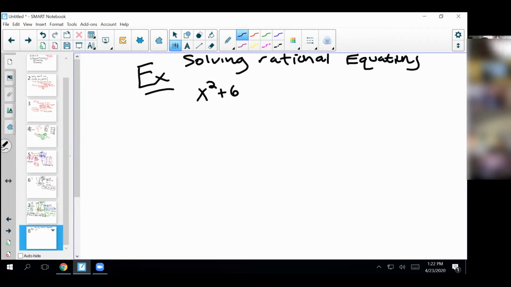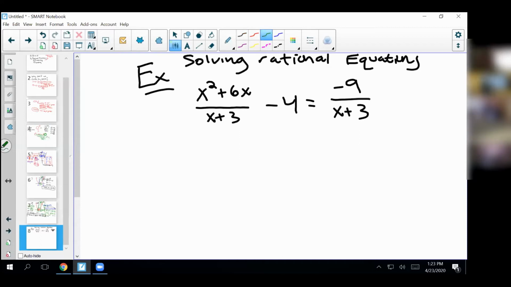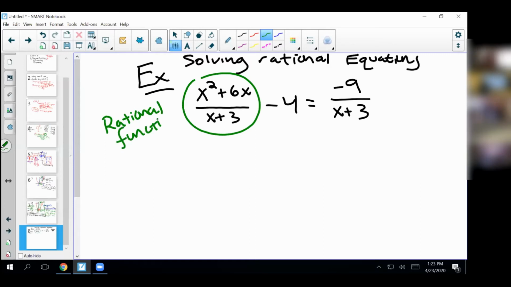x squared plus 6x over x plus 3 minus 4 is equal to -9 over x plus 3. Okay, so this is an equation involving rational functions. So here's a rational function. And a rational function is basically if you have a polynomial as your numerator and a polynomial as your denominator of a fraction.